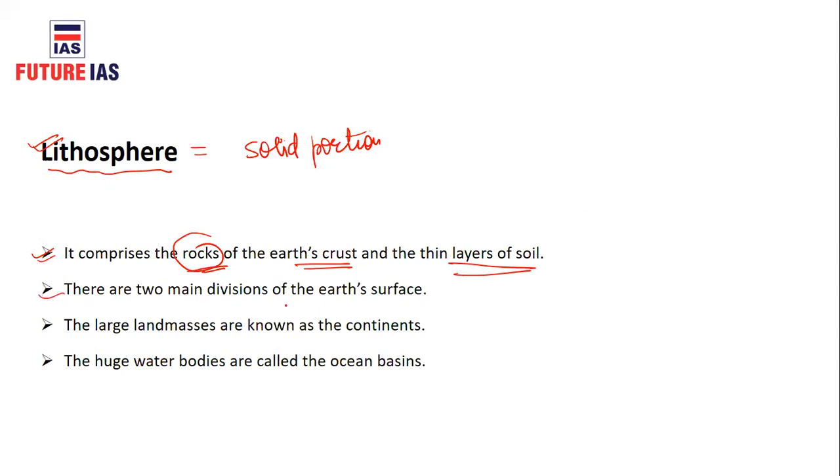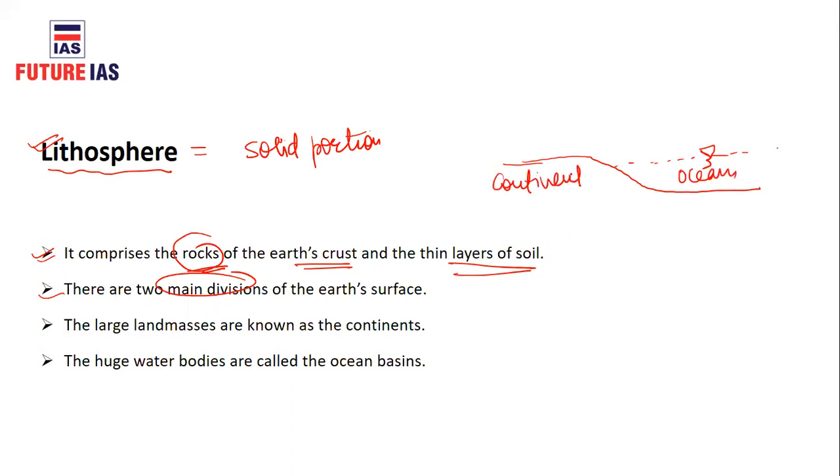Now, there are two major divisions. If I draw a diagram, you would be able to understand. For example, let's say this is the water, this is the domain of the water. I'm just making this domain. This is, let's say, for the ocean, and this is, let's say, for the continent.